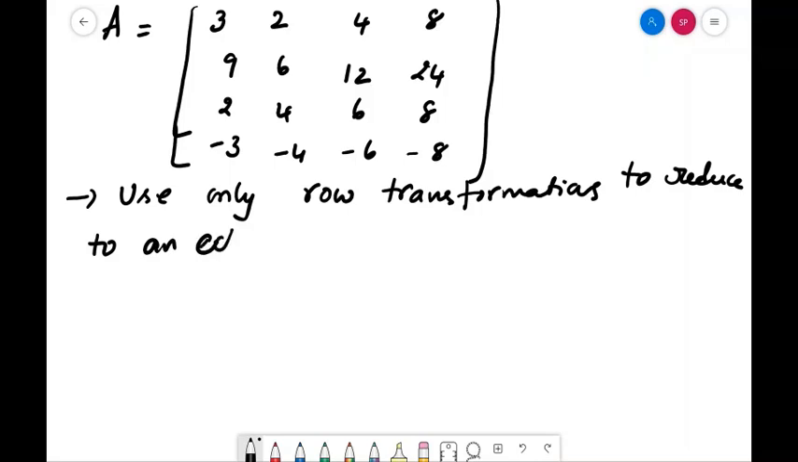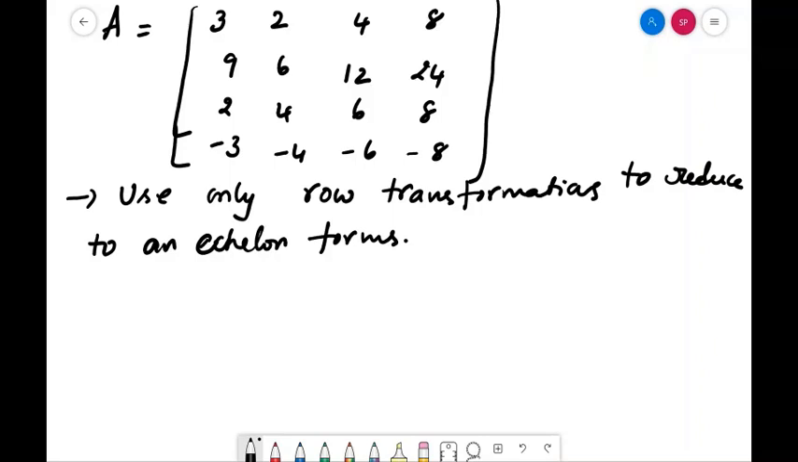So no column transformations, because we are using this echelon form to solve system of equations. So each equation is represented by a row in the matrix. So we should not disturb that alignment. Only row transformations are to be used to reduce it to echelon form.